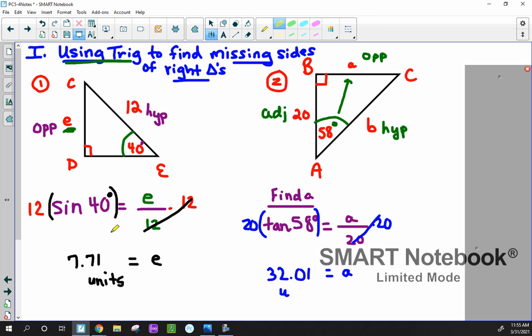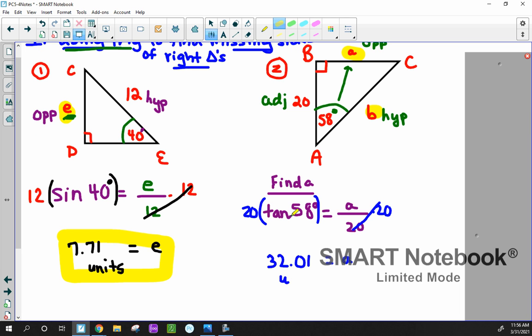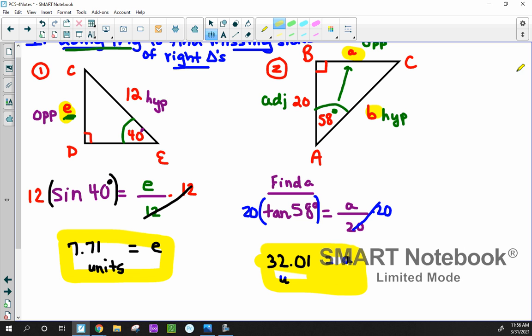Okay, so I've found the missing side for number 1. The only one I had to find was E. In question 2, I'm looking for two sides, so I've only done A so far. Alright, so next I would go and label my next part. I'm looking for B right now.